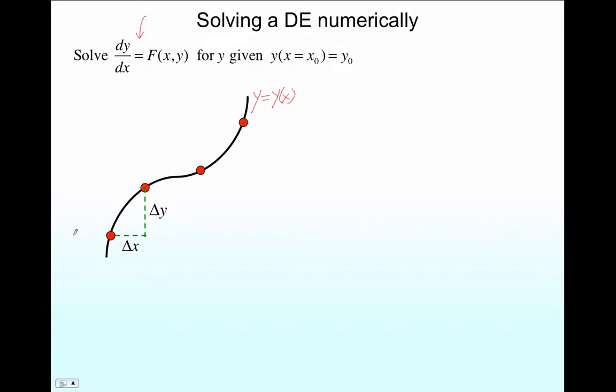Now, let's take the starting point to be x0, y0. We do have a starting point because when x is equal to x0, we are told that y is equal to y0. Otherwise, we cannot solve this numerically. Now let's go to another point, which is x1, y1. And this distance delta x is x1 minus x0.